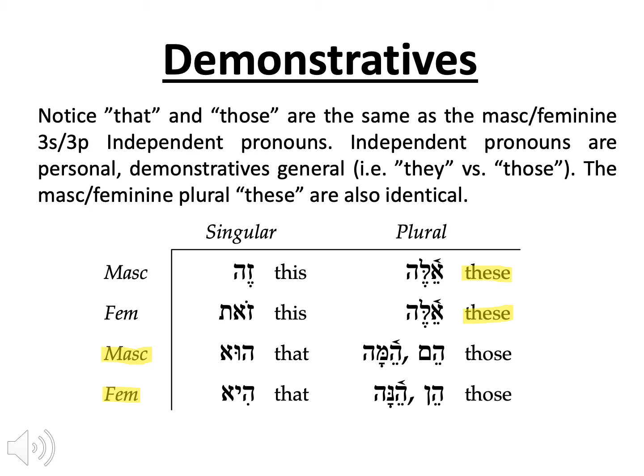The plural masculine and feminine are also the same as each other. These, which means only one form to learn, which is always nice. The singular masculine and feminine, this, should be simple to memorize. Ze for masculine, zot for feminine.